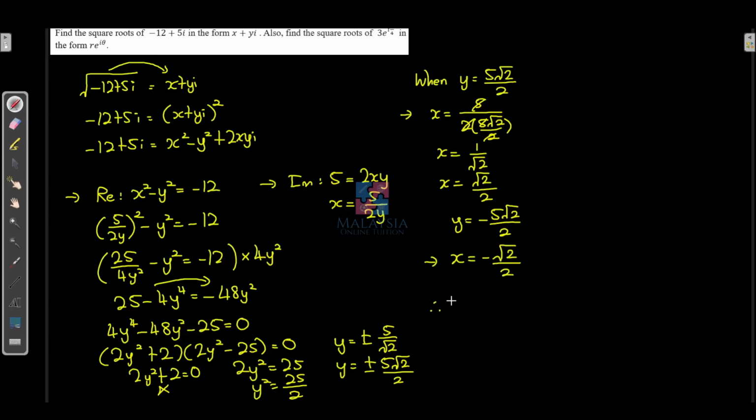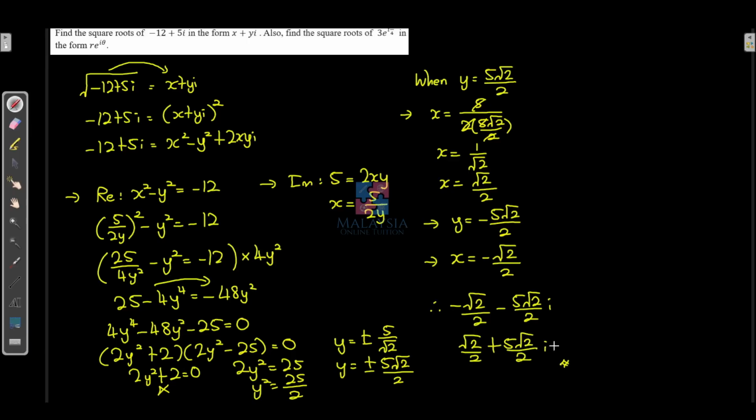So the two square roots of the complex number negative 12 plus 5i are going to be negative square root 2 over 2 minus 5 square root 2 over 2i, as well as square root 2 over 2 plus 5 square root 2 over 2i.